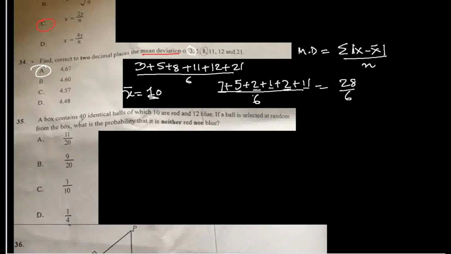A box contains 40 identical balls, of which 10 are red and 12 are blue. 10 plus 12 is 22. The remaining are some other color, which is not given here. If a ball is selected at random from the box, what is the probability that it is neither red nor blue? That means we don't want these 22; we want the remaining 18 out of 40. If we cancel, it is 9 over 20. B is the answer for this one.